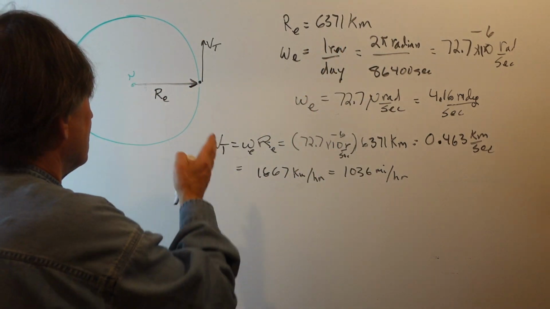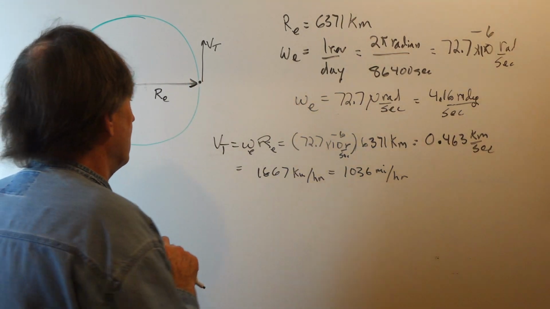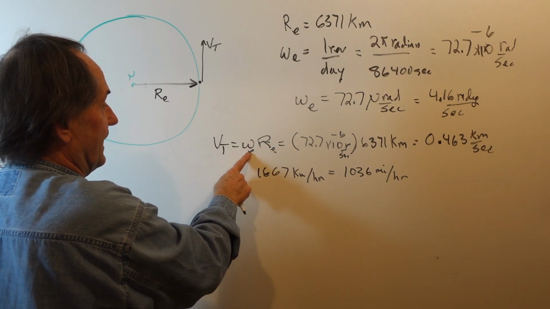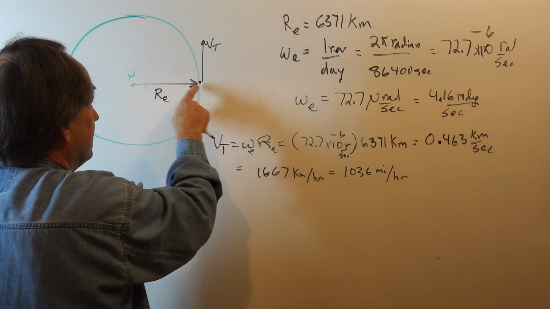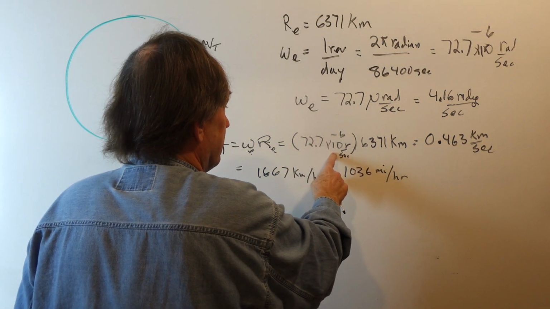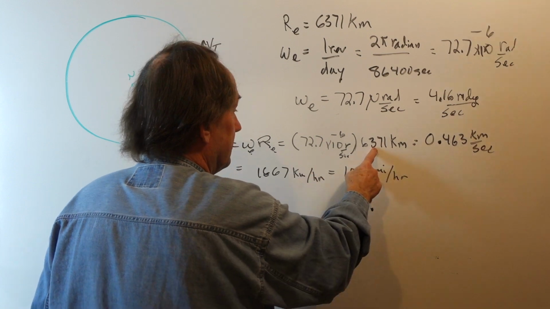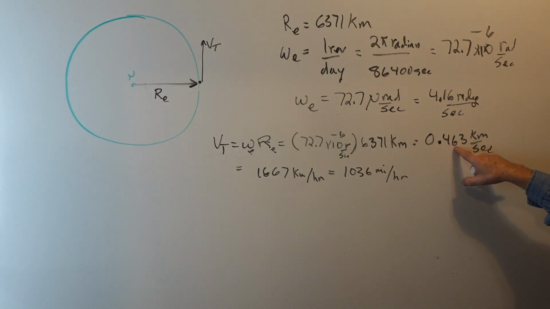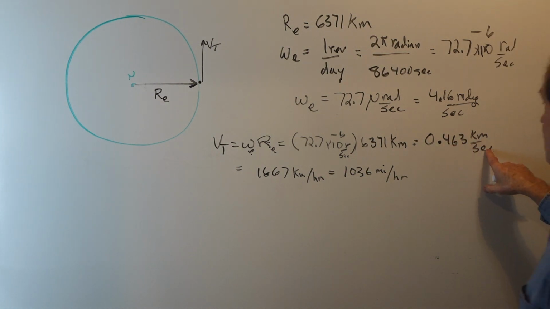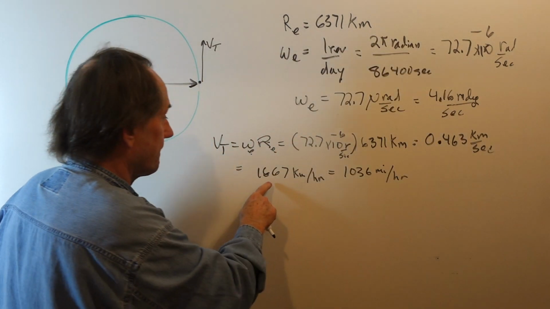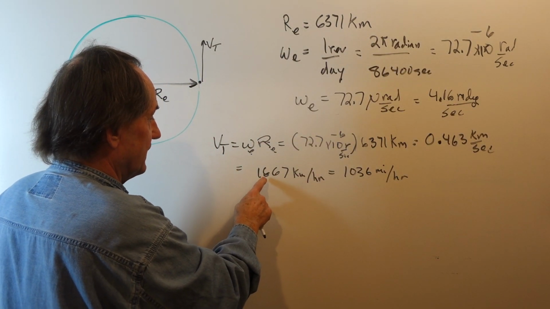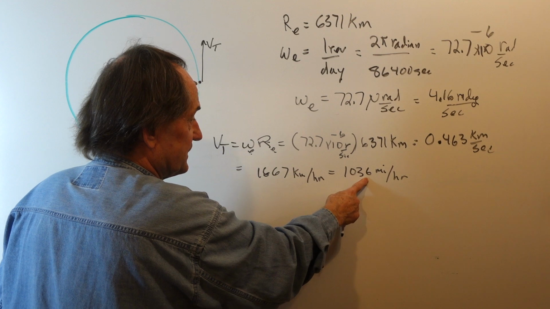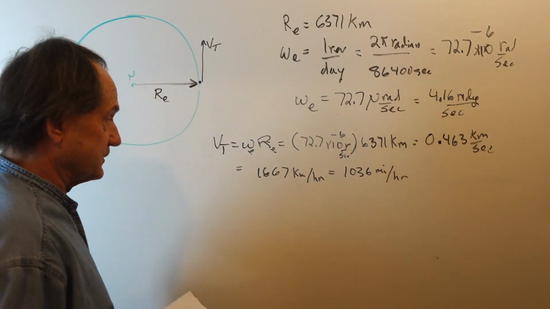Now, let's look at the tangential velocity of an object sitting on the equator. Well, remember, tangential velocity is omega r. So we have the angular velocity of the Earth times the radius of the Earth at the equator. So 72.7 times 10 to the minus 6 radians per second times 6,371 kilometers gives us 0.463 kilometers per second. Converting to kilometers per hour is 1,666 kilometers per hour, and that works out in the English system to 1,036 miles per hour.